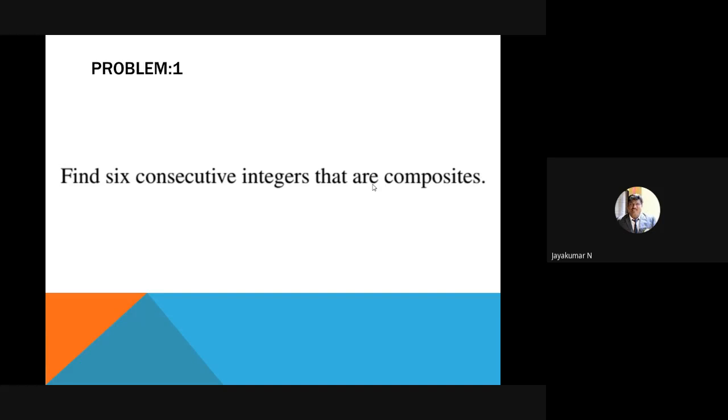Find 6 consecutive integers that are composite. That means I have to find 6 consecutive composite numbers. What is the answer for the given one? We will see this in the next class, because time is over.